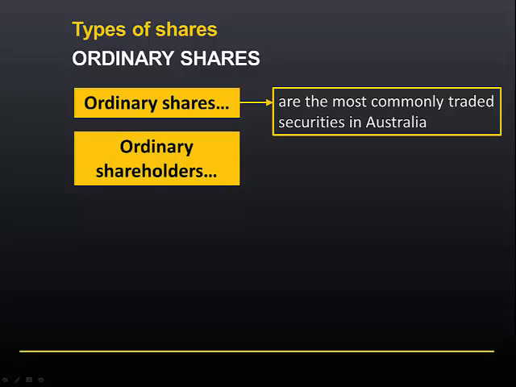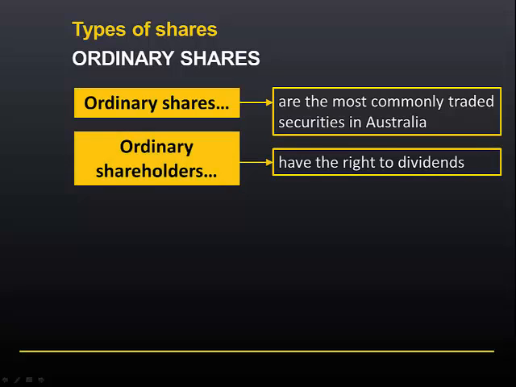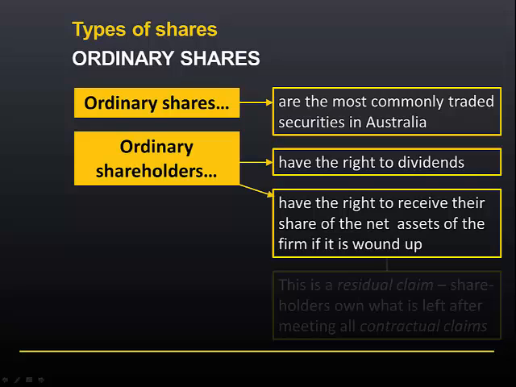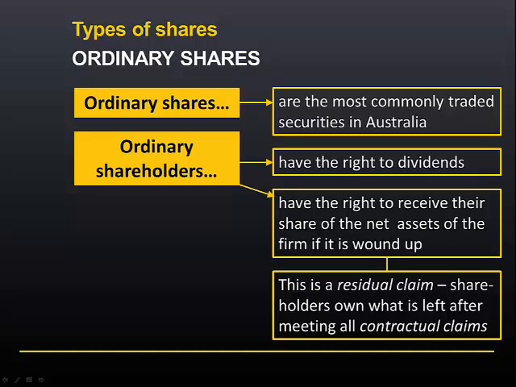Ordinary shareholders have the right to receive dividends and have the right to receive their share of the net assets of the firm if it is wound up. The net assets means whatever is left from the assets after the debts have been paid. As we discussed previously, the claim that ordinary shareholders have is what is called a residual claim, because they own whatever is left after all other claims have been met.